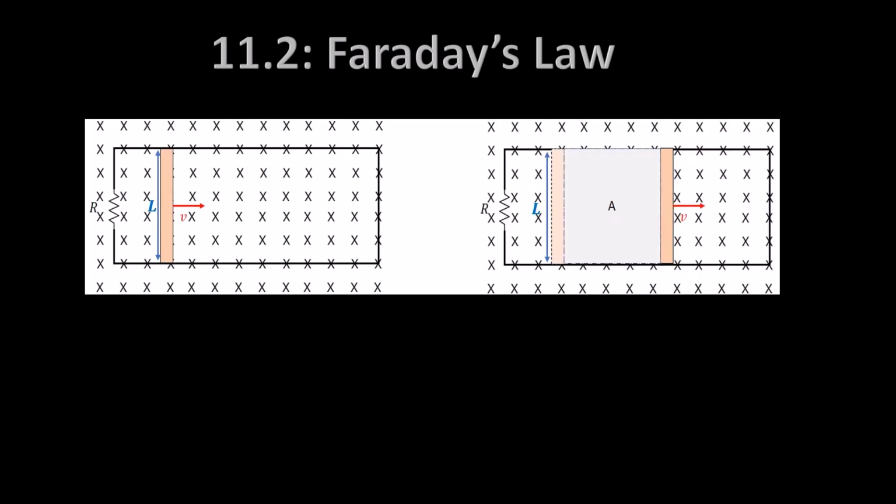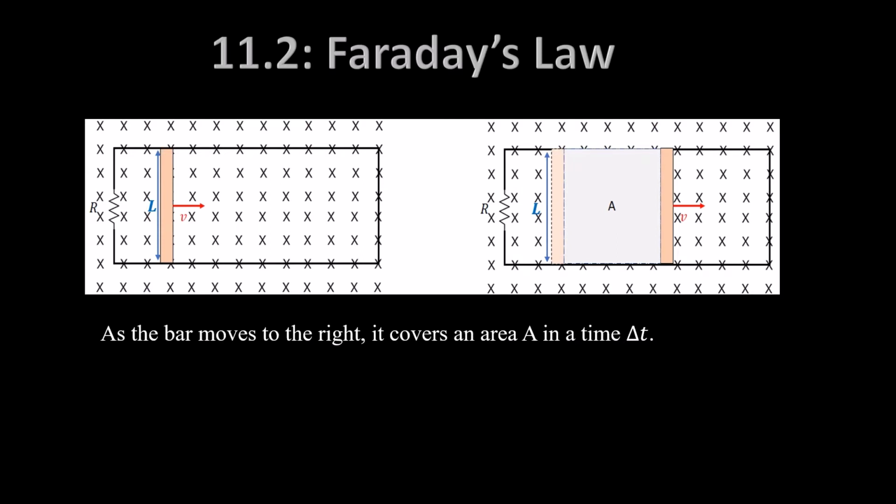So here's the bar after it's moved a little bit. And in that time that it was moving, delta t, it covered an area of A. So the bar moved through an area, and we have a magnetic field running through this area. Now hopefully you're kind of clued in to what it means when you have a field and an area together. We're going to have a flux through that area. And the flux is BA, where B is the magnetic field strength and A is the area.